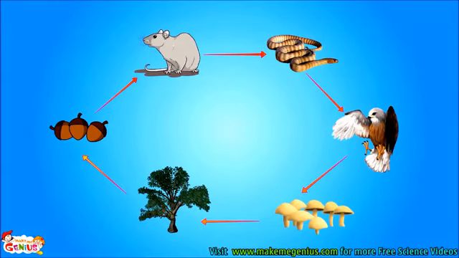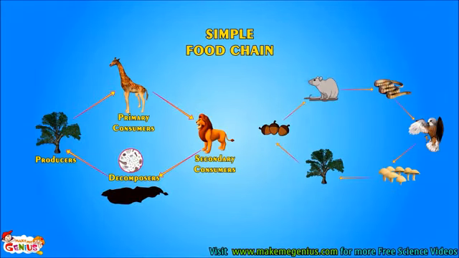Let us see another food chain. Here, rat eats acorns, a fruit which comes from plant, and snake eats rats. Eagle eats snake. Eagle dies. It gets decomposed, and plants use decomposed nutrients to produce fruit. The food chains which we saw, which have one producer, one primary consumer, and one secondary consumer, are called simple food chains. Actually, life is not so simple.